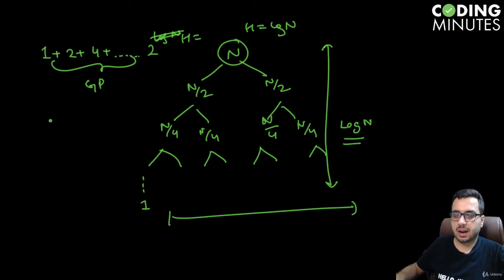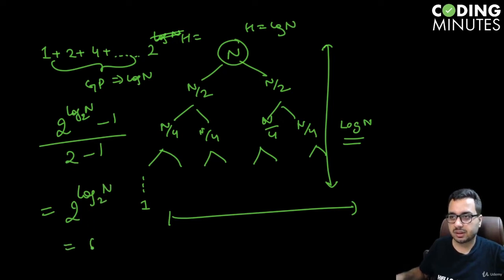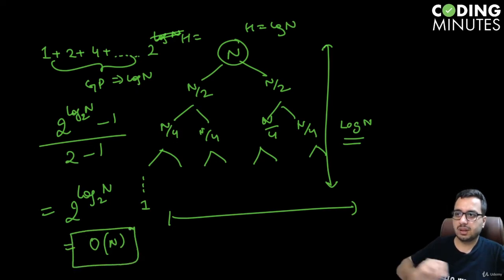It's a GP, and the sum of terms of a GP is nothing but 2 raised to the power n minus 1, where n is the number of terms. The number of levels is also log n. So I can say it is nothing but (2 raised to the power log of n minus 1) upon (2 minus 1). Now this term is going to be 2 raised to the power log of n to the base 2, which is equal to order of n. So that means this code is still order of n. It is not log of n, it is not n square, it is still order of n.